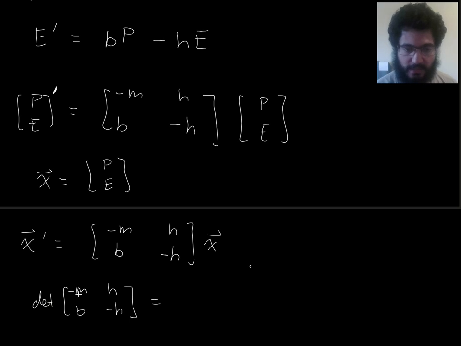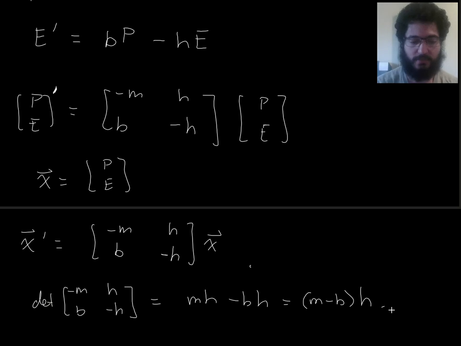The determinant is negative m times negative h, so mh, minus bh. So m minus b times h. And question, is that positive or negative? Well, it depends on whether m is bigger than b or b is bigger than m, right?